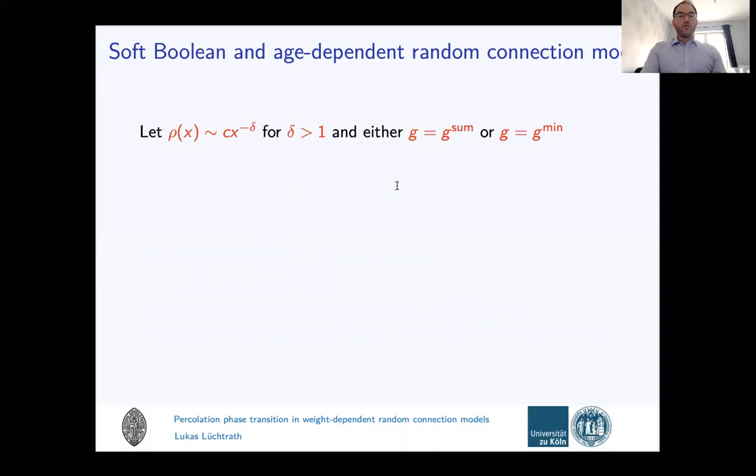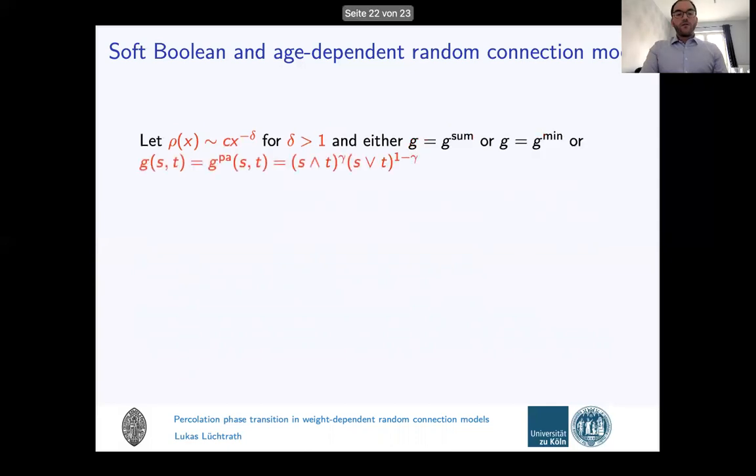This leads us here. We take the polynomially decaying function rho from the long-range percolation, but g_sum or g_min, the kernel function from the Boolean model. This is what we refer to as the soft Boolean model. Before, in the Boolean model, we connected two vertices if the ratio of their distance divided by the sum of their radii was below threshold a. If yes, we connected, if no, we didn't. And here we connect the two vertices if this ratio is below some heavy-tailed random variable.